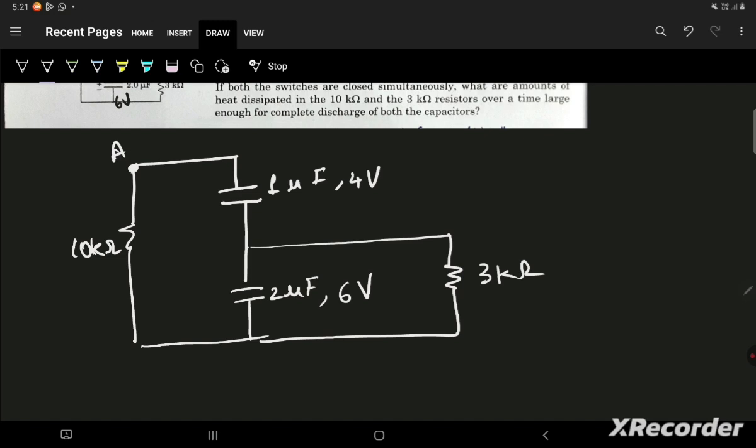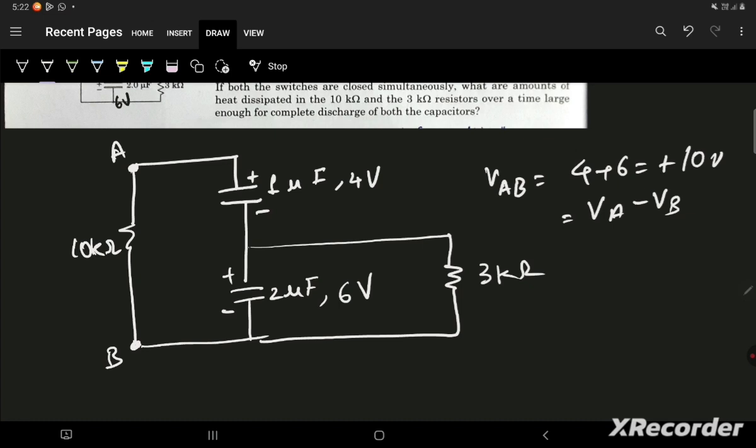I assume these points to be A and B. So what will be the potential drop across A and B? VAB will be 4 plus 6, which is equal to 10 volts, positive 10 volts, which is equal to VA minus VB. Here it's plus and here it's minus, right? So the potential difference between A and B is 10 volts. So the current through A to B will be 10 volts by 10 kilo ohms, that is 1 milliampere. Let me draw it in another color. Here it will be 1 milliampere, right?